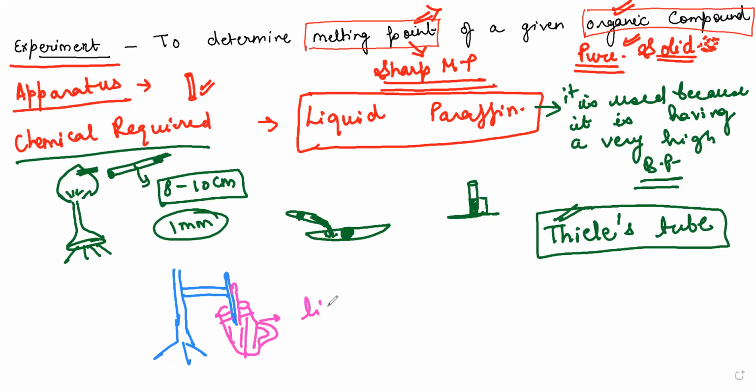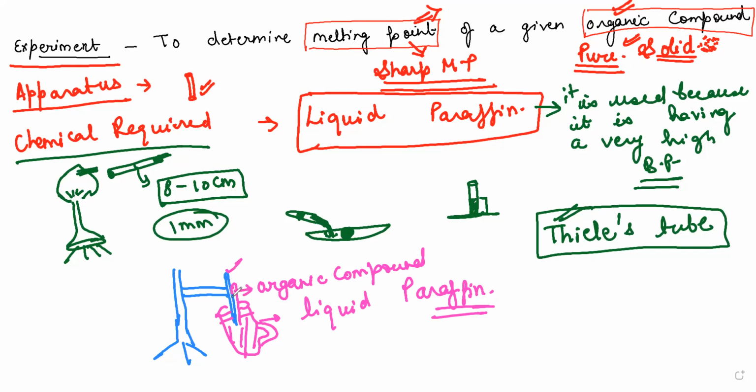This is the liquid paraffin. And in this capillary tube, you have put your organic compound, which you are going to heat up, right? And this is your thermometer. Now, the thermometer is there to record the readings, right? And this Thiel's tube is here just to provide proper heating.